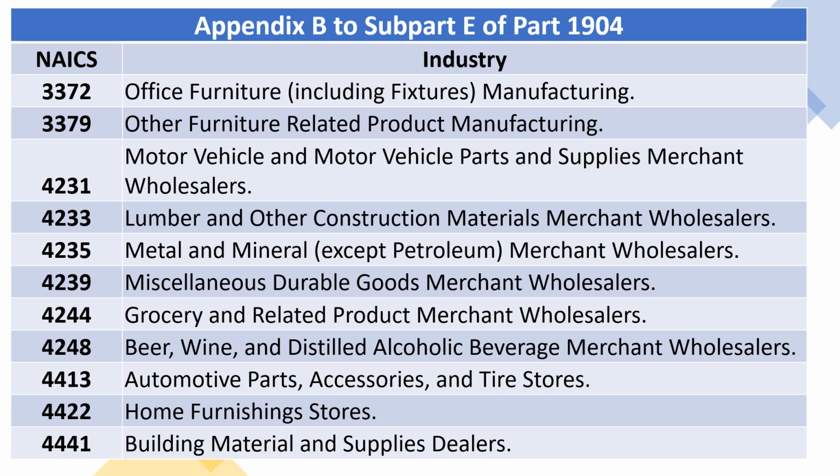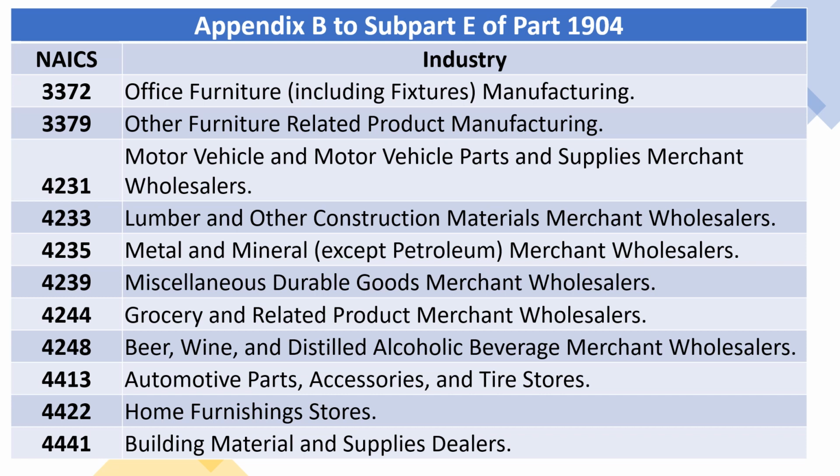4231. Motor vehicle and motor vehicle parts and supplies merchant wholesalers. 4233. Lumber and other construction materials merchant wholesalers. 4235. Metal and mineral, except petroleum, merchant wholesalers. 4239. Miscellaneous durable goods merchant wholesalers. 4244. Grocery and related product merchant wholesalers. 4248. Beer, wine, and distilled alcoholic beverage merchant wholesalers.